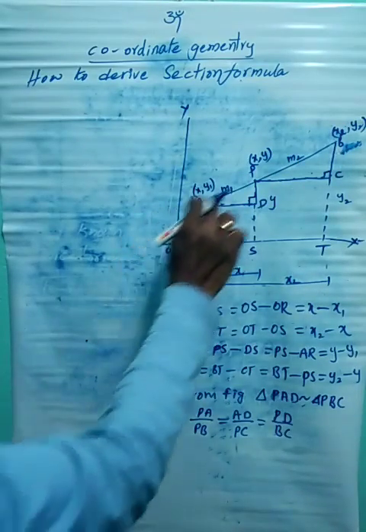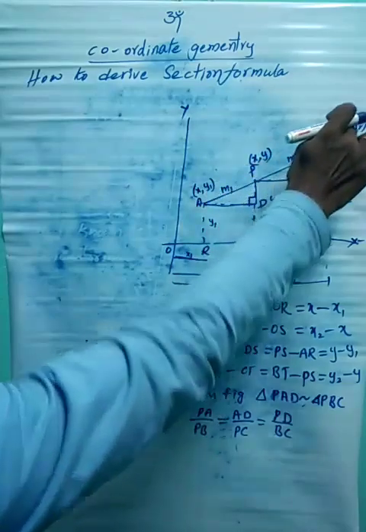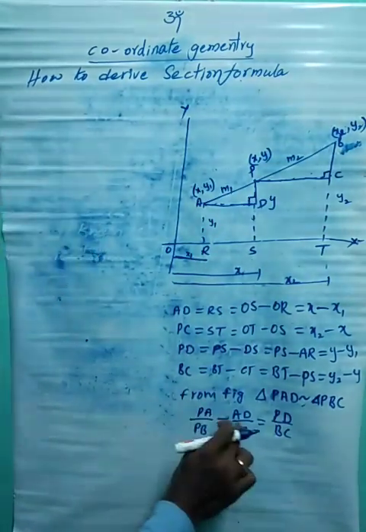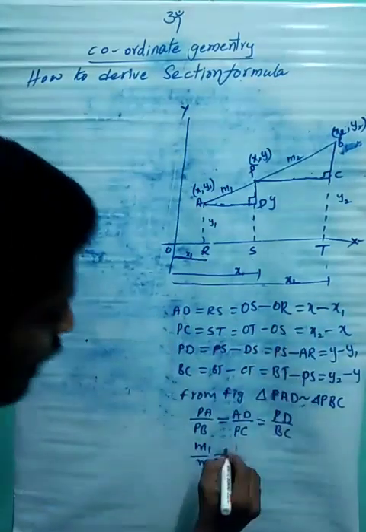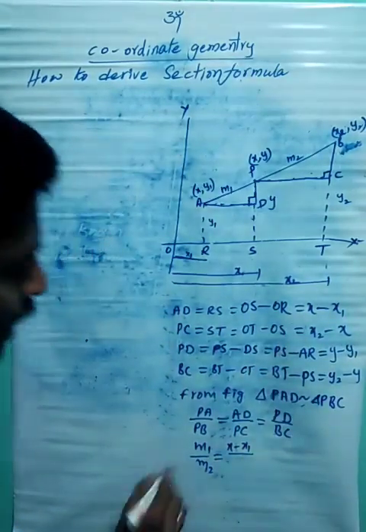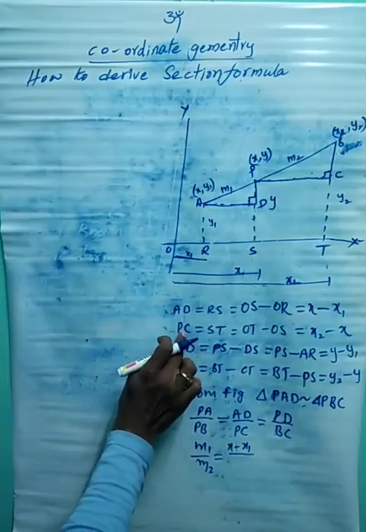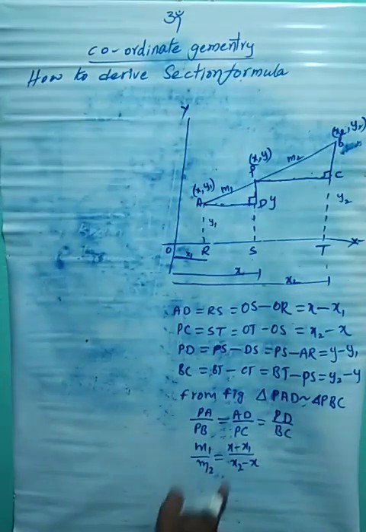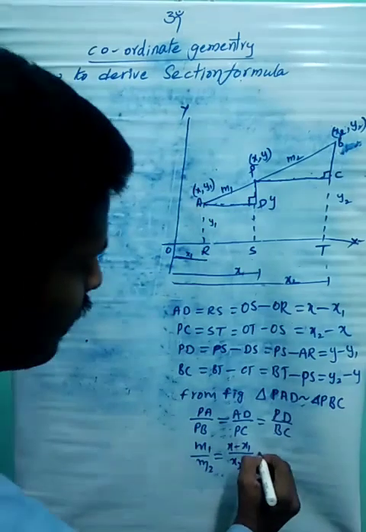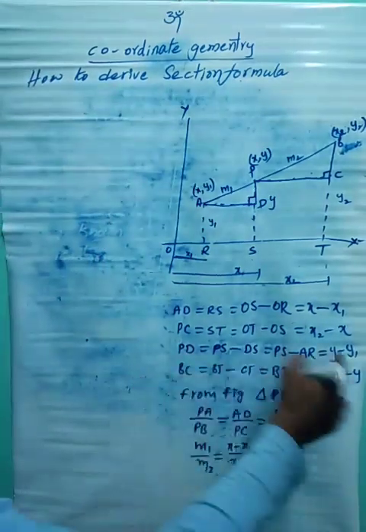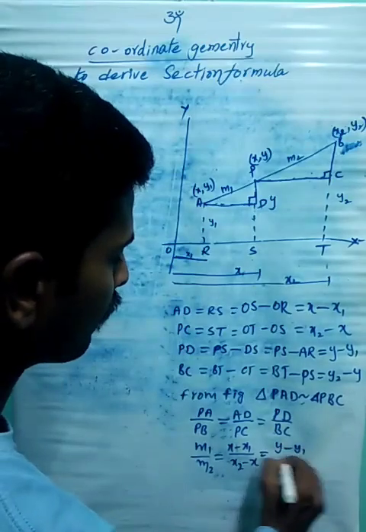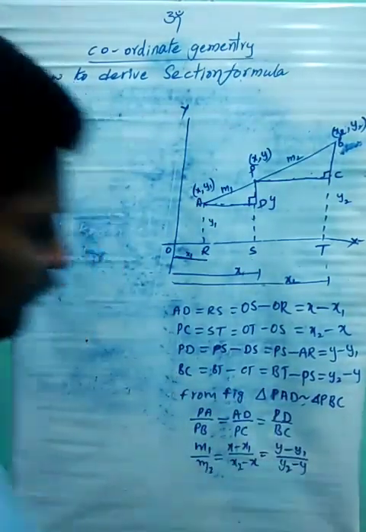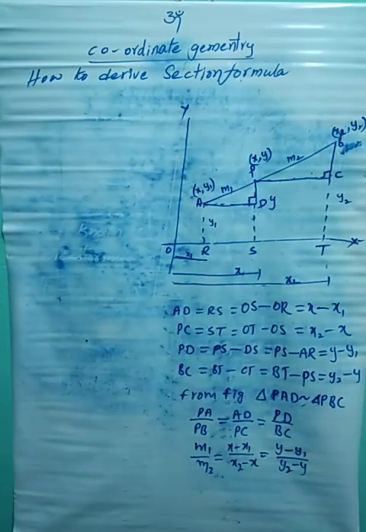Now apply the values. P to A is M1, P to B is M2. That means M1 by M2 is equal to the AD value. Here I am finding the AD value: X minus X1, by the PC value. What is the PC value? X2 minus X. X2 minus X only, not X1, X2. So X minus X1 by X2 minus X, that is equal to the PD value. PD value is Y minus Y1 by the BC value, Y2 minus Y. By the calculation they are directly given to you.